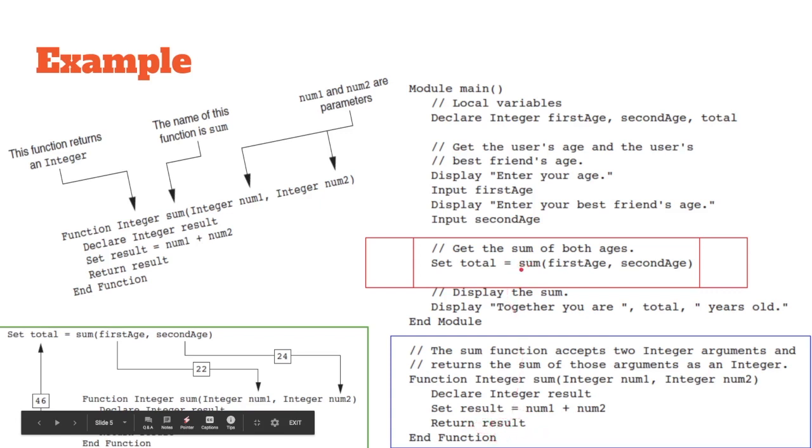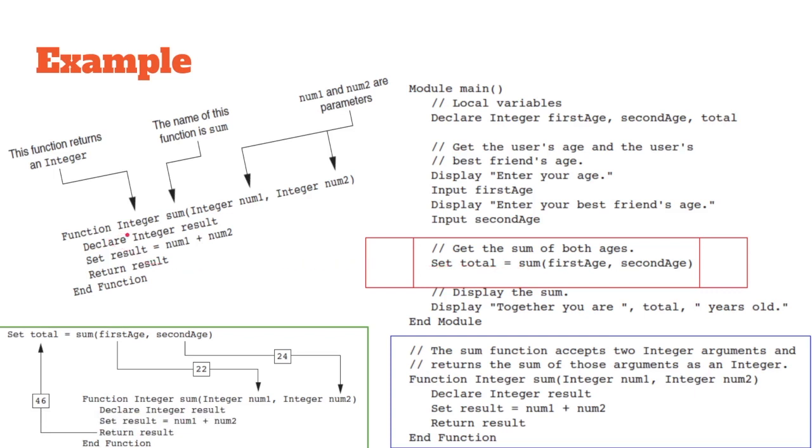So you're going to notice that when I use the function up here in the actual mainline logic, it says sum of first age and second age. Well, since it returns a result, I have to use it in a way that that information doesn't get lost. So this is where I set the total equal to whatever comes out of the sum. And so you can kind of see it broken down over here a little bit.